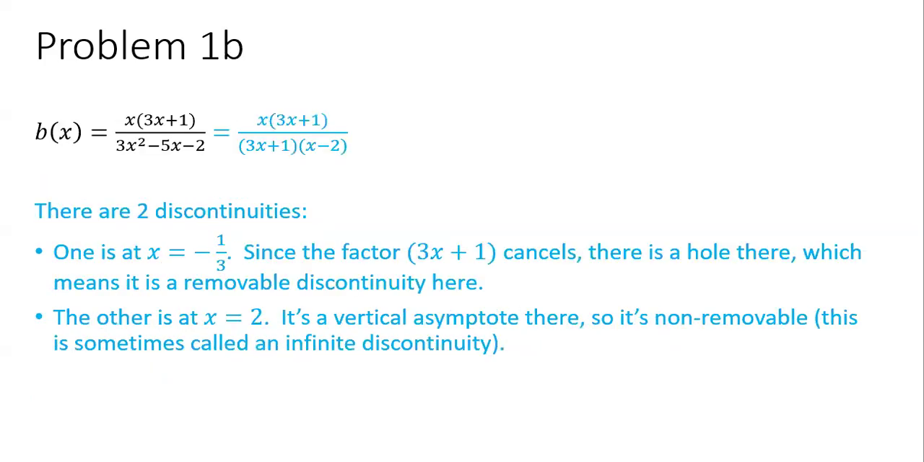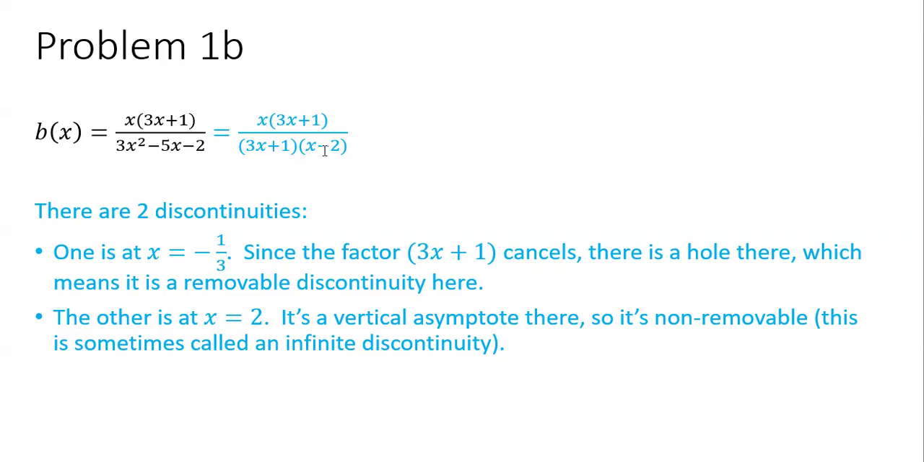For part B, it's a rational function, so we probably want to factor. We factor the bottom and get 3x plus 1 times x minus 2. If you remember from pre-calc or algebra 2, if something cancels, there's a hole. But there are actually two discontinuities. There's one at x equals 2, and one at x equals negative 1/3. The one at negative 1/3 is a hole, as I was saying. A hole is a removable discontinuity, and I'll go over it in a bit more detail on the next slide if you're curious.